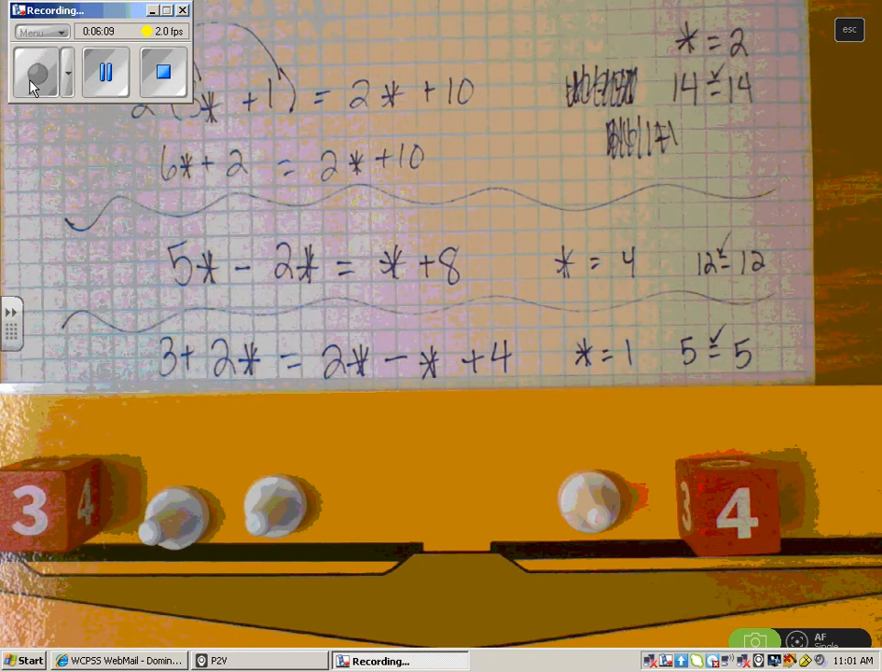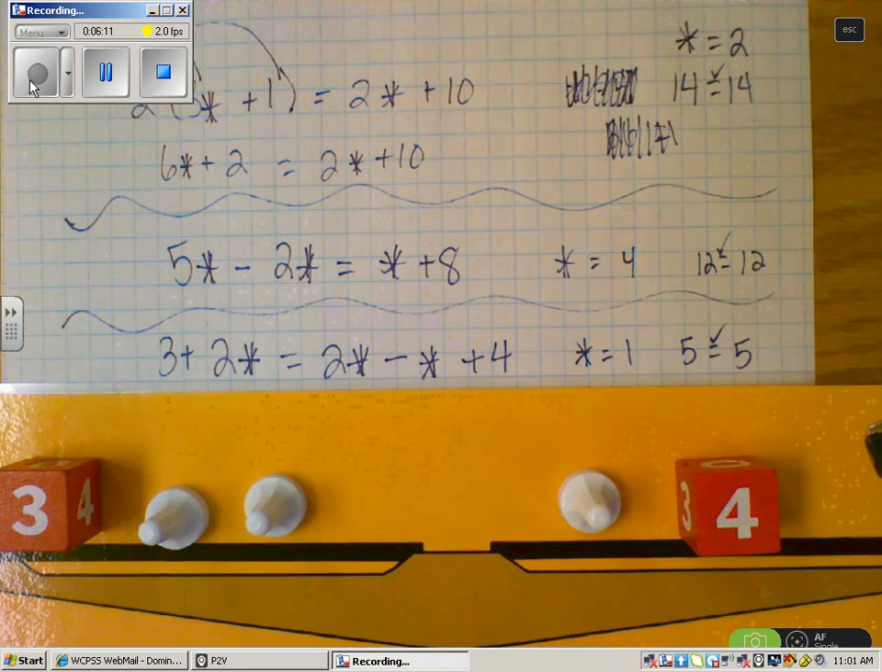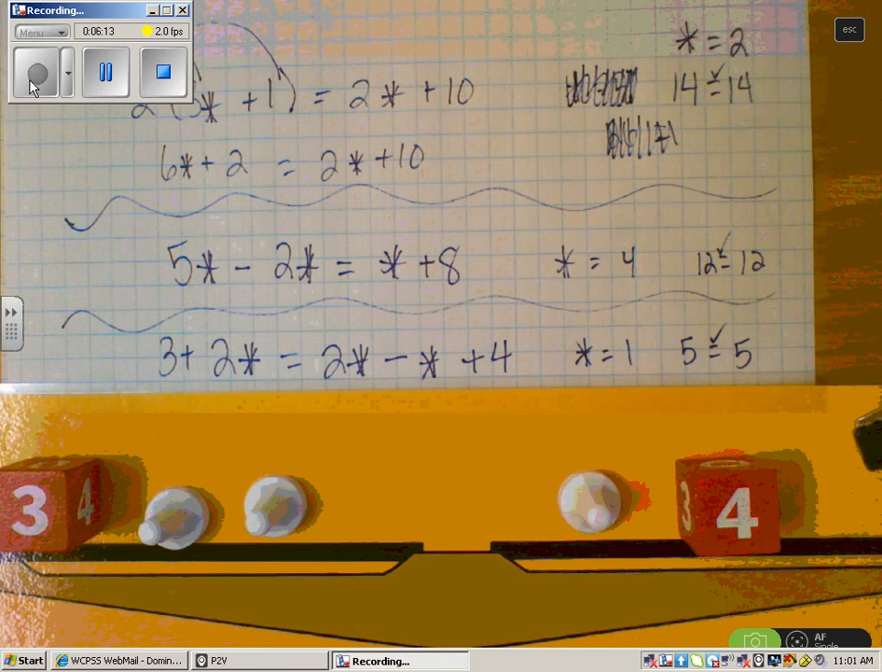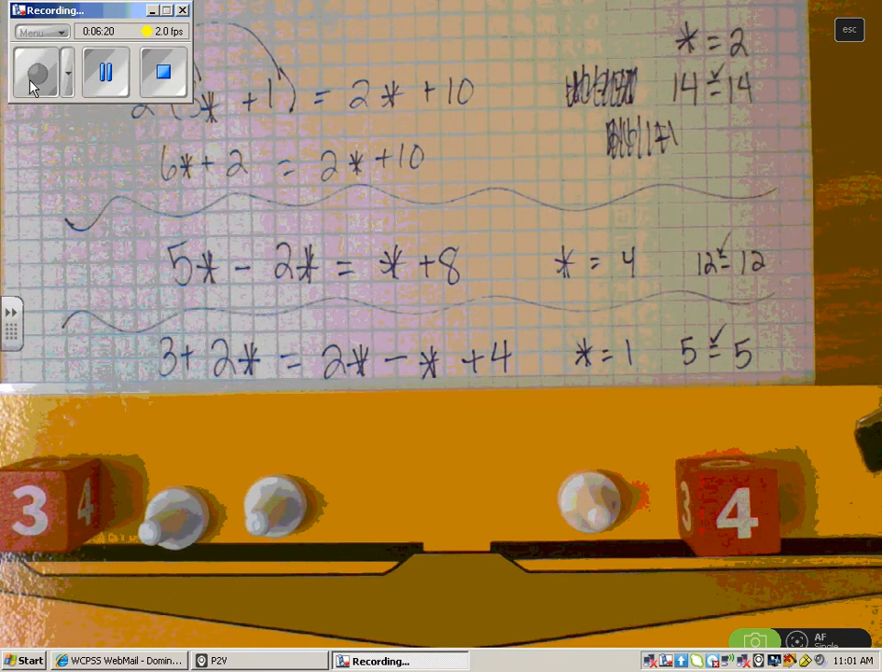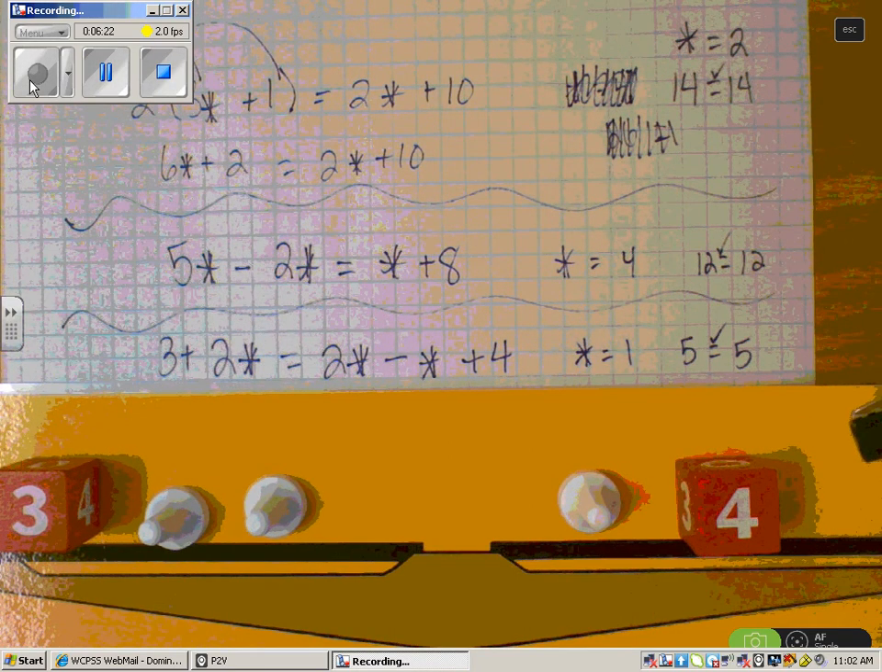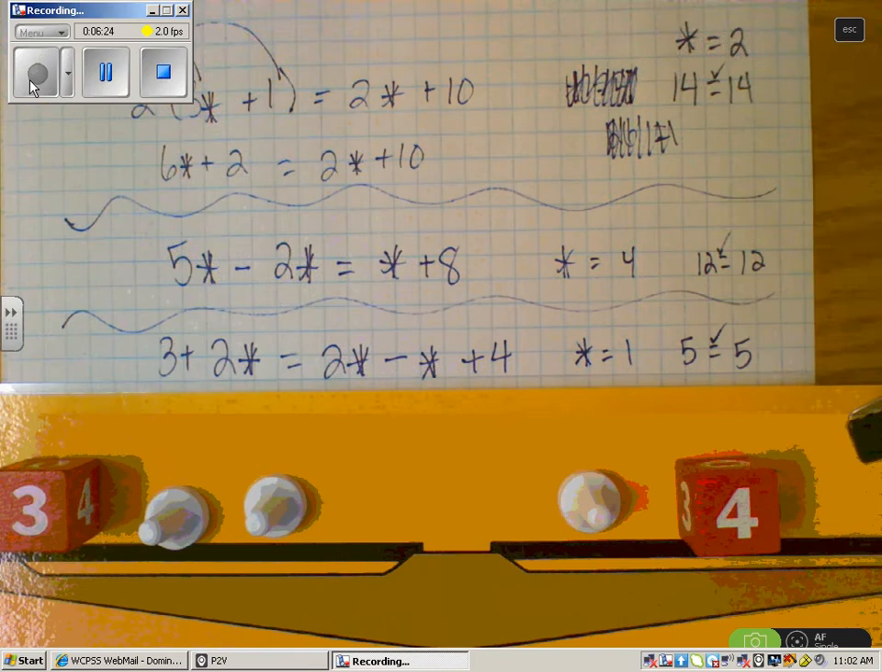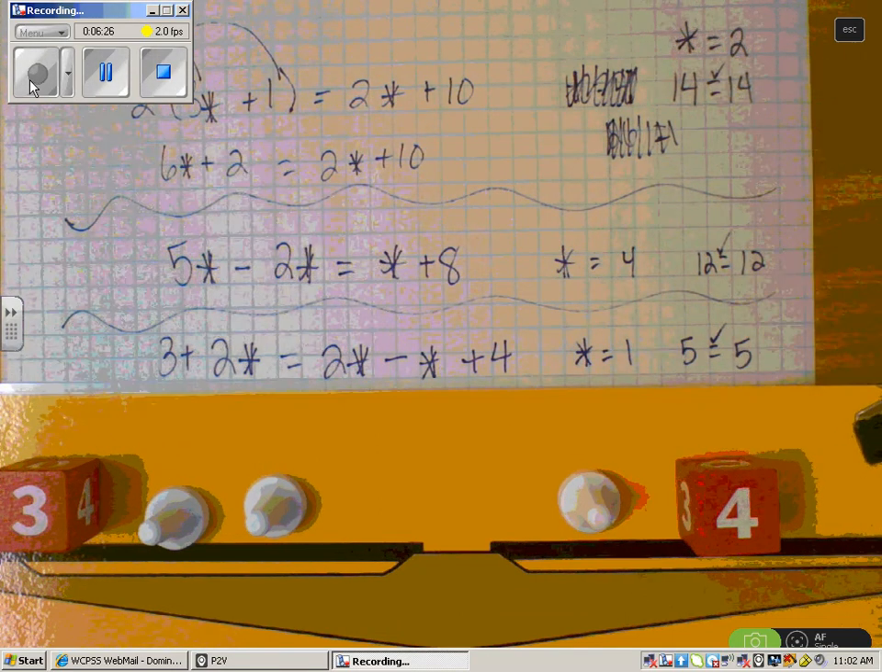So today is really just a review of some skills that you've learned before in solving equations for the variable x, except today you're solving equations for the variable star. So go ahead and print off lesson 8 and complete those. If you have any questions, make sure that you ask me. Thank you.